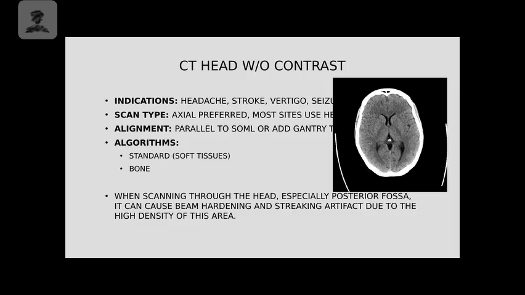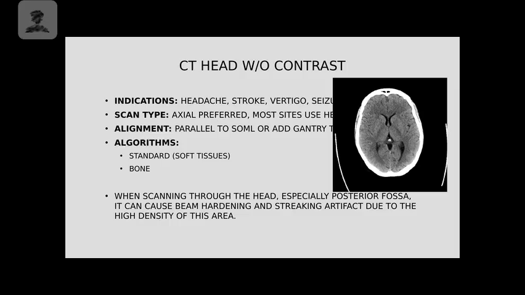So we try and avoid it as best we can, so we align things differently. Our algorithms that we use, so these are going to be our windows. How do we want to see our images? The first thing is going to be standard, which is also called soft tissue. In this window, the soft tissues are going to stand out more. They're going to be more smooth. It's all going to look a little bit easier to read within the tissue of the anatomy.